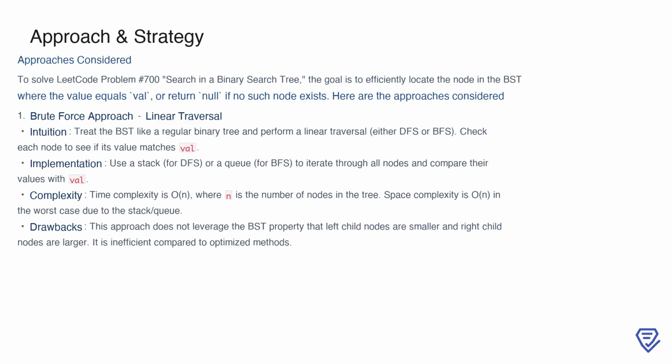Additionally, the space complexity can also reach O(n) in the worst case due to the storage requirements of the stack or queue. Importantly, this method fails to take advantage of the binary search tree property, where the left subtree contains smaller values and the right subtree contains larger values. As a result, it is inefficient compared to more optimized methods.